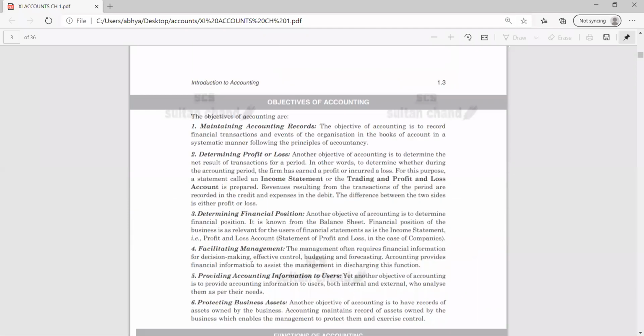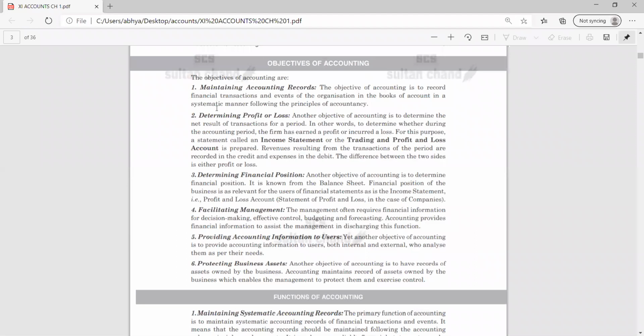Then objectives. What are the objectives of accounting? To maintain accounting records, to determine the profit or loss. We have already discussed; here we are just doing a recap. Determining the financial position, to facilitate the management for taking different types of decisions, to provide accounting information to the users, communicating the information. Then to protect the business assets, protection from frauds and any other things. The businessman will be able to keep a control on the assets.